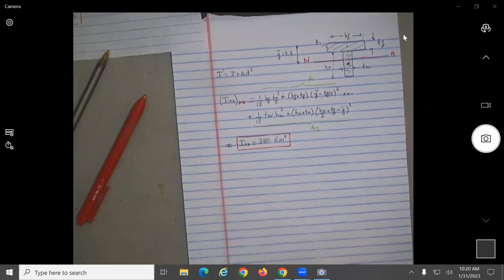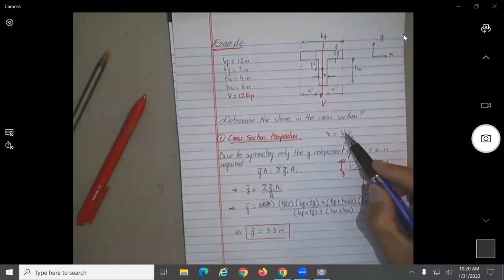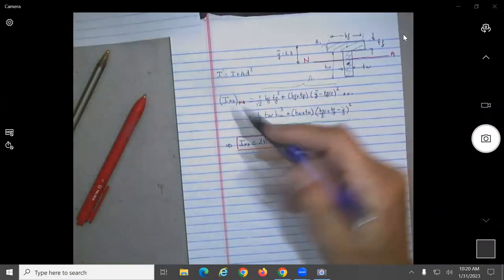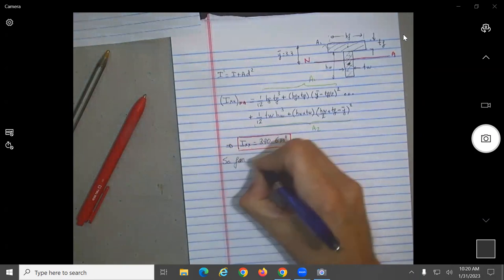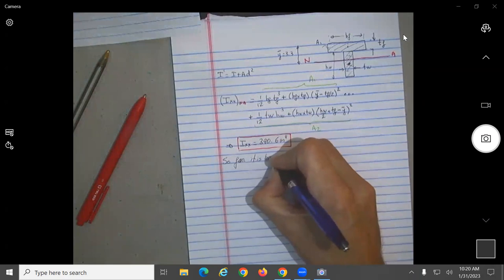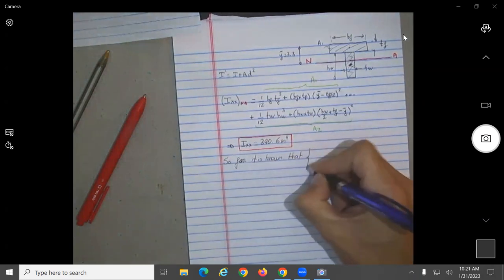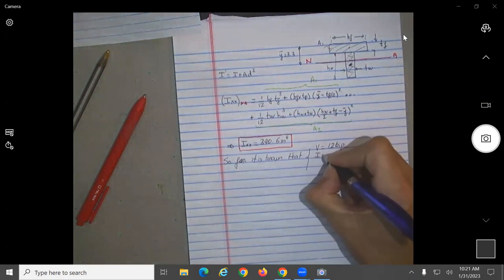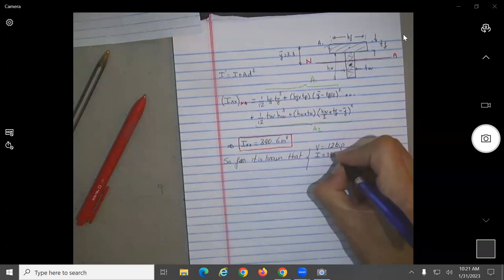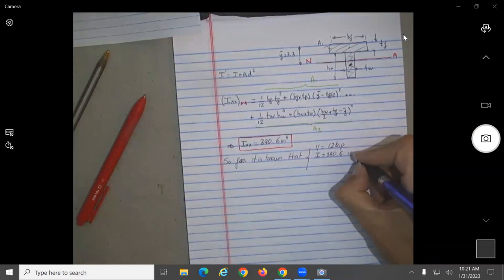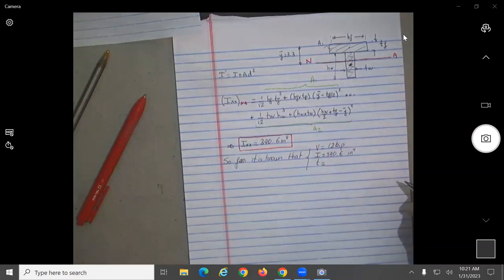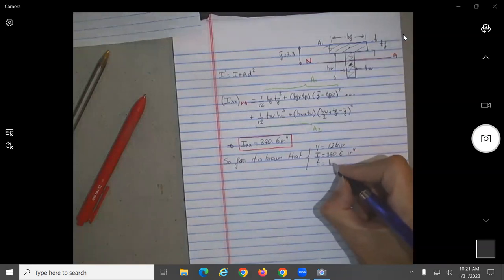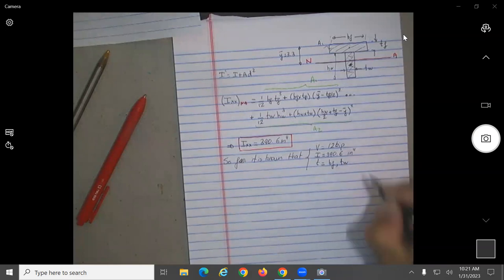All right, so now that we know this, in this equation, we know V, we know I, we know t. So far, what do we know? It is known that V will be equal to 12 kip. I is equal to 390.6 inch to the fourth. And what would be t? t will be either equal to bf or tw, no? Yeah, depending on which section we are.